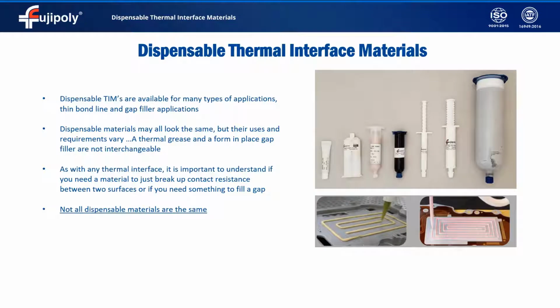So that about summed up the variety of dispensable materials that we have to offer. Now, they're applicable to both thin bond lines and gap filling applications. The uses are going to vary and the material selection is dependent on system designs. For example, a thermal grease would not be used in a gap filling application. Each formulation has some unique characteristics that will impact recommended bond lines and flow rates. And we do have a very wide variety of materials as you've seen. So it's always best to reach out to your Fuji Poly technical contact for support with material selection.